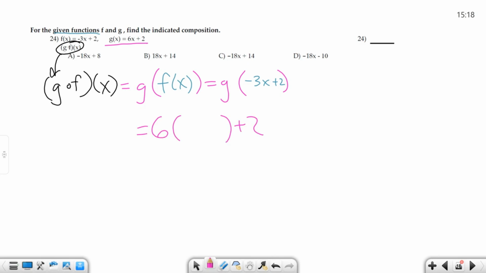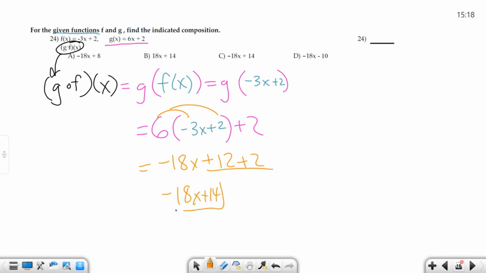The other thing is you could bring F of X down. I've already subbed it in. I'm going to bring it down. Plug it in where it belongs. So then this is going to be negative 3x plus 2. Oops. And now distribute, right, negative 18x plus 12 and then plus 2. So negative 18x plus 14. And that, my friends, looks like answer choice C. Hopefully that's what you got to see.